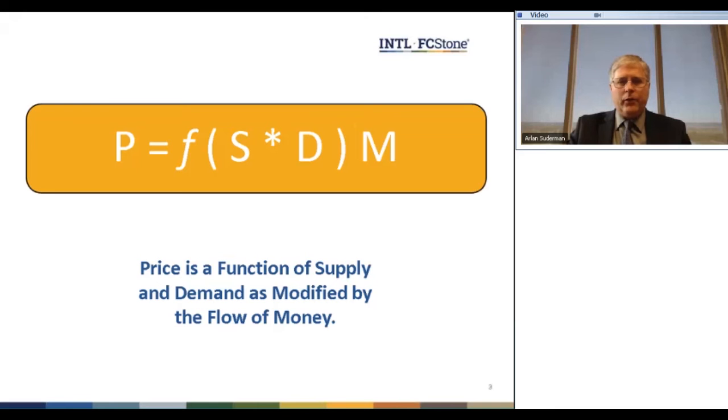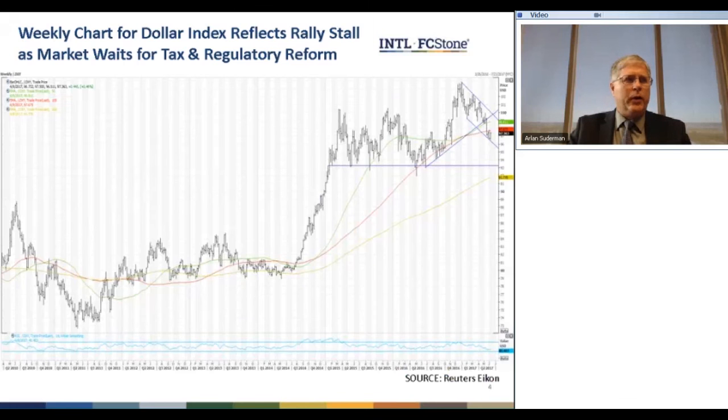And of course, this is no new slide for those of you who are regularly on the webinar. Price is still a function of supply and demand that is modified by the flow of money. And that really has a big impact on the markets. We've shown through some previous presentations the impact that it does have on final prices for corn, soybeans, and wheat. And so we want to look at what is the context in which this crop report comes.